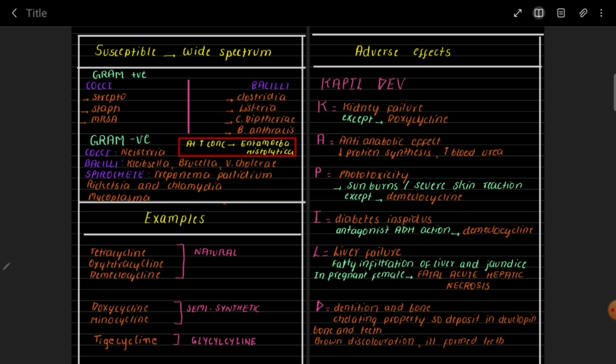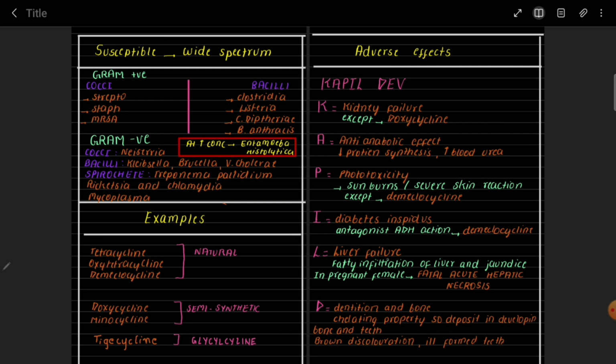I here stands for diabetes insipidus. Demeclocycline is a drug that can lead to diabetes insipidus. This is because it antagonizes ADH action. ADH is the antidiuretic hormone which is responsible for the reabsorption of water in the DCT and the collecting tubules. So if demeclocycline inhibits the action of ADH, naturally it will lead to a condition like diabetes insipidus.